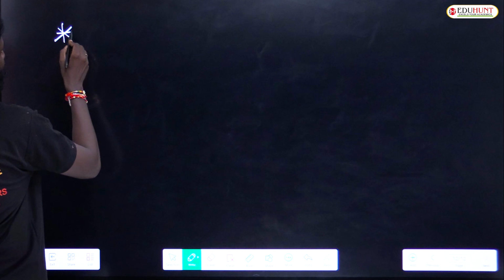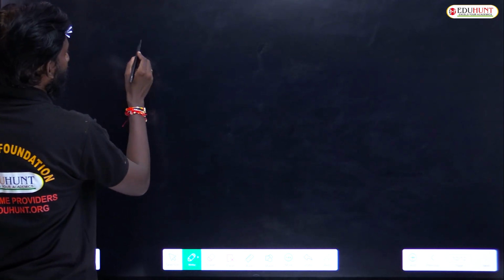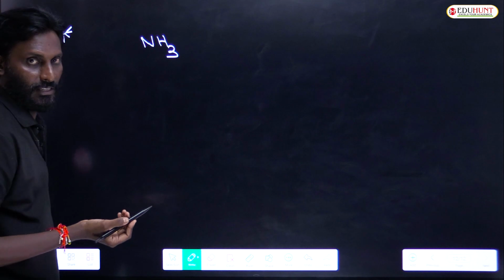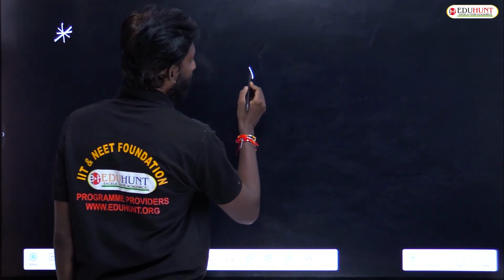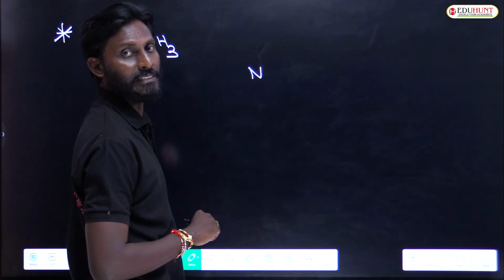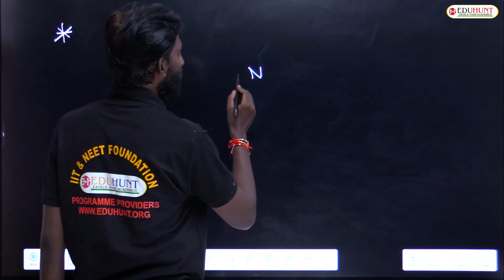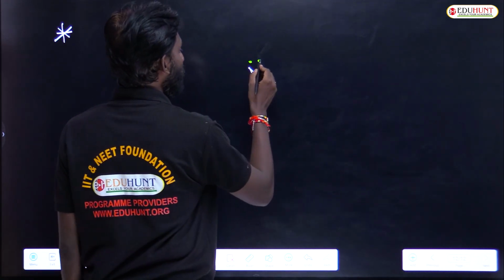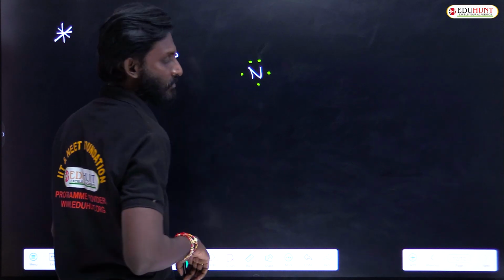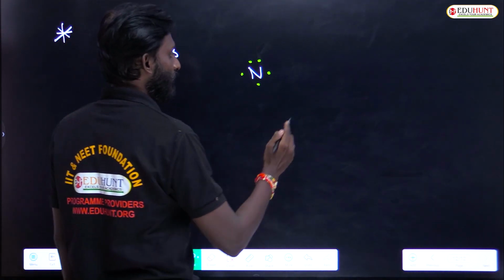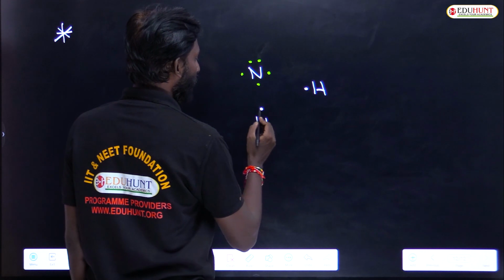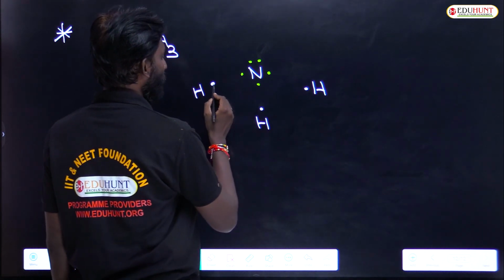Let me explain with one more example. See, nitrogen. Let us take this compound NH3, right? Now, nitrogen Lewis symbol. What is the Lewis symbol for nitrogen? Yes, in the nitrogen valency shell there are 5 electrons: 1, 2, 3, 4, 5. Then hydrogen with 1 electron, hydrogen with 1 electron, hydrogen with 1 electron.